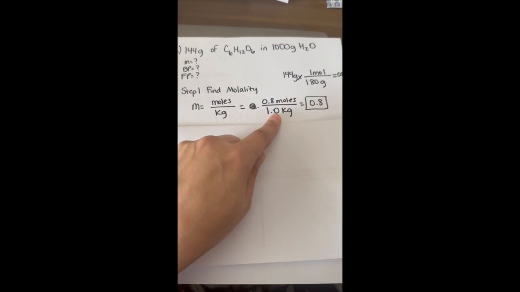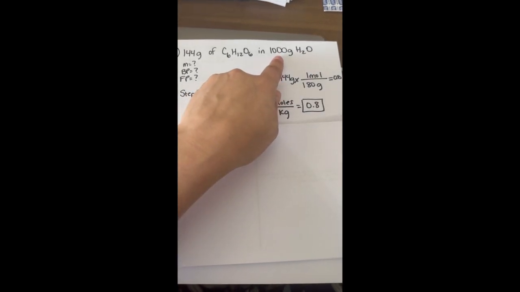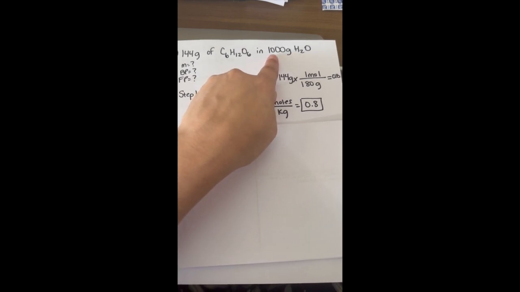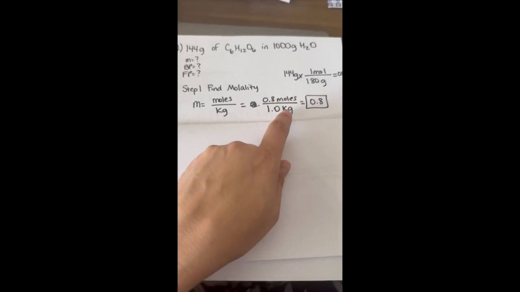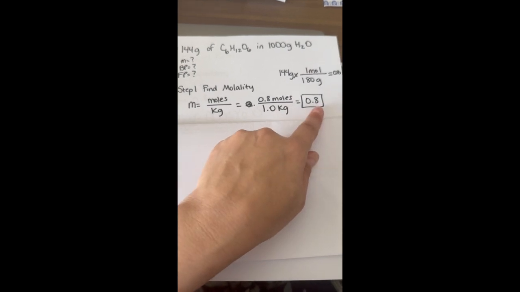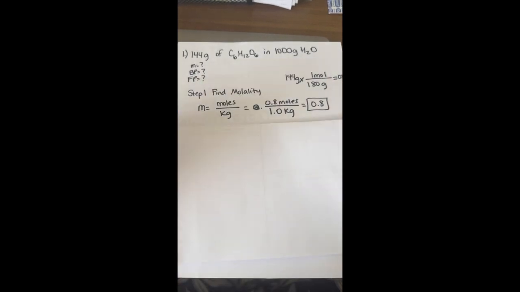So we've got our 0.8 moles, and where did I get this 1 kilogram from? Hopefully you see that that is our mass of water, but instead of grams, I just moved my decimal point over 3 places, and I got 1 kilogram. So to get our molality, we divide 0.8 moles by 1. That just gives us 0.8. This is our molality, and the m that we're going to use for both of the 2 additional calculations that we were asked to make.